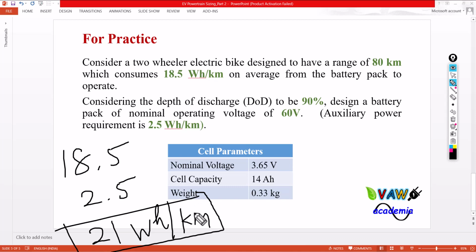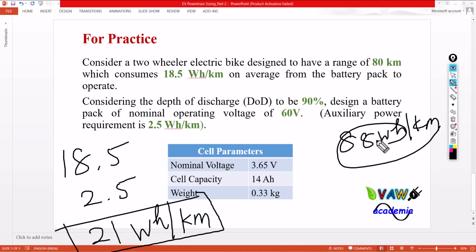In our simulation, that was 88. Remember, 88 watt hour per kilometer is for the car. But in this case, the energy consumption is 21 watt hour per kilometer. Okay, this is one case you need to calculate.